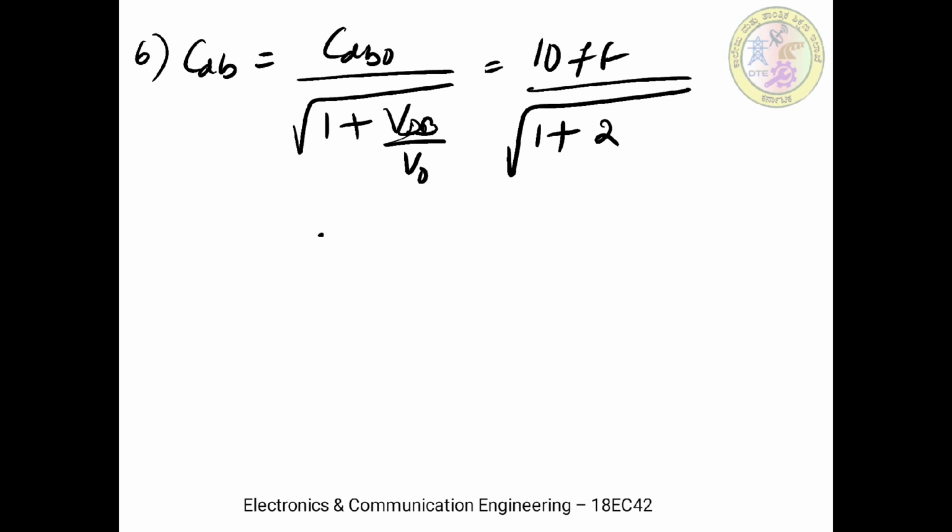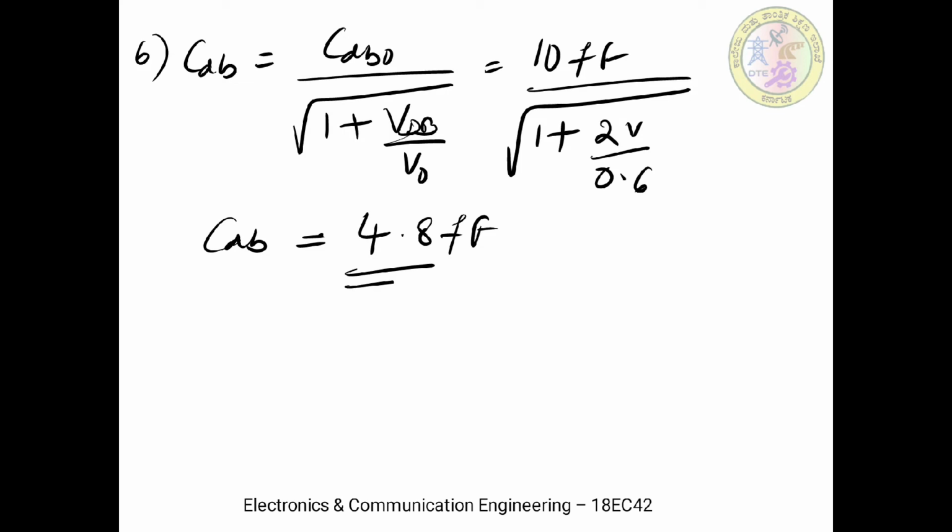Okay, 2 volts by 0.6 volts. So therefore CDB is equal to 4.8 femtofarads. Okay. So therefore this is a simple example to show how to calculate the different junction capacitances and the gate capacitances in case of MOSFETs.